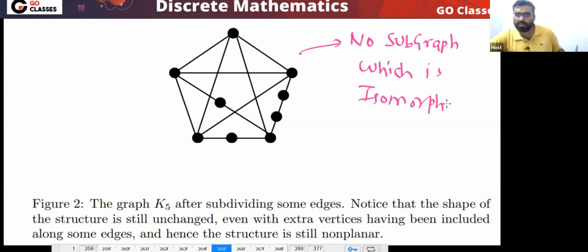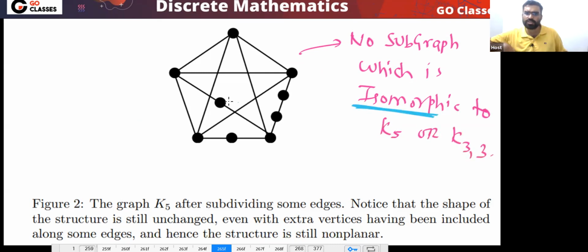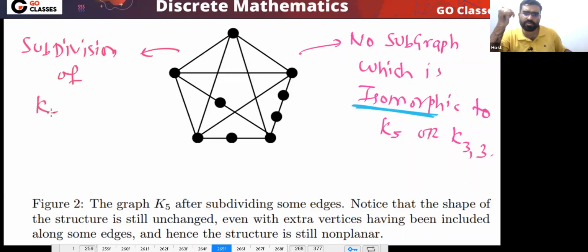Which is isomorphic to K5 or K3,3? There is no subgraph which is isomorphic, but there is some subgraph, or I can say this is a subdivision of K3,3. I can say this is a subdivision of K5. This graph is a subdivision of K5. So that is the reason I can say that this graph is homeomorphic to K5.